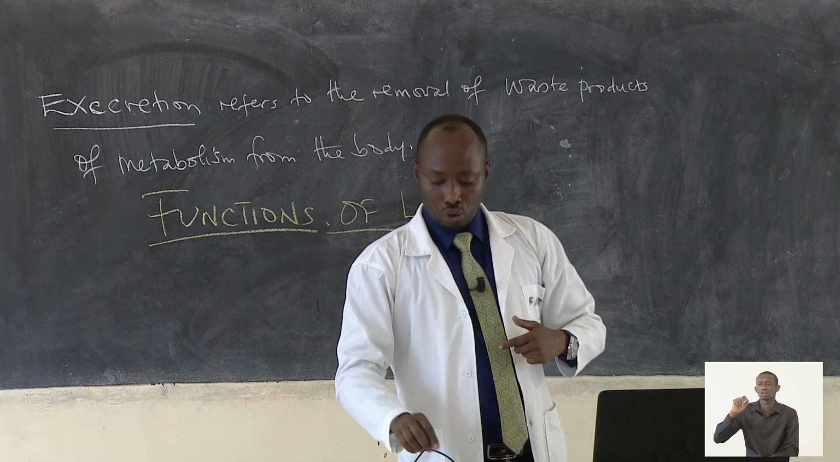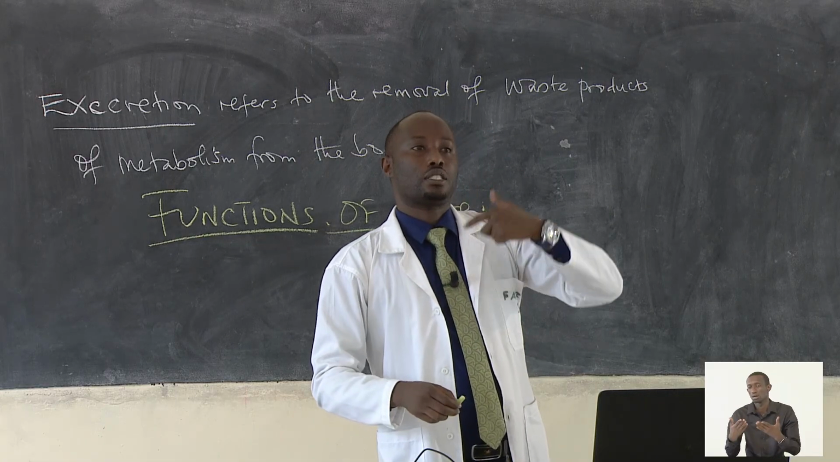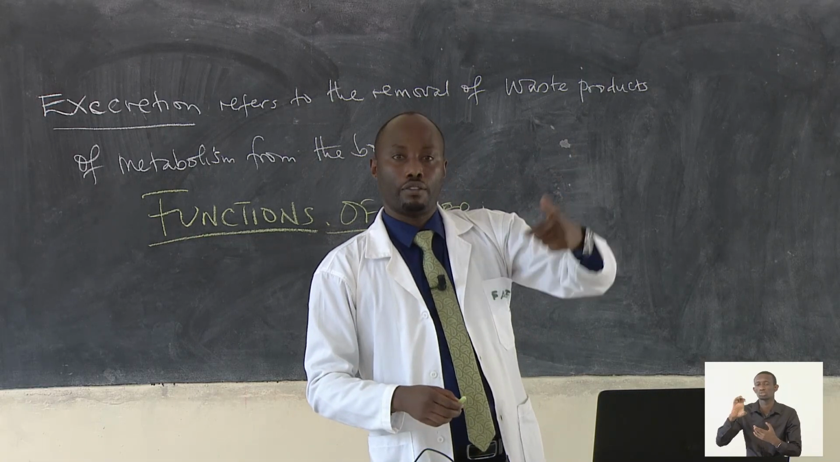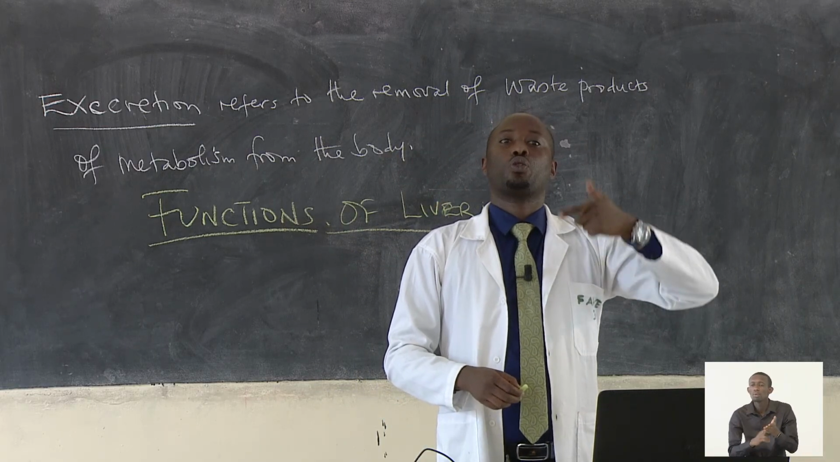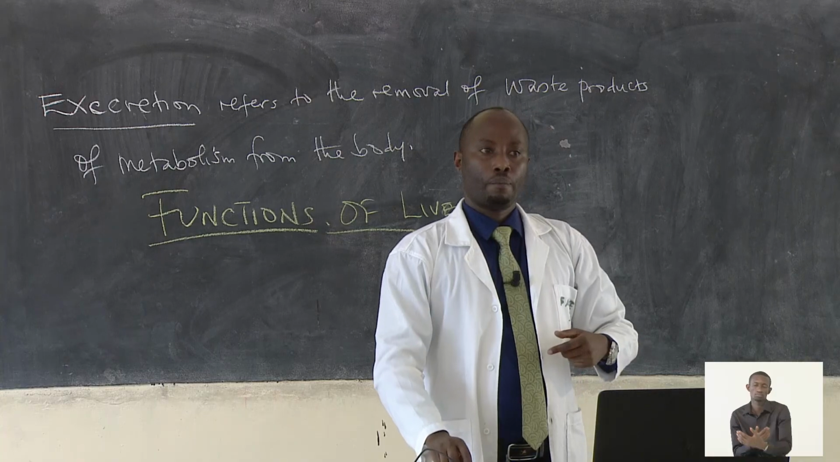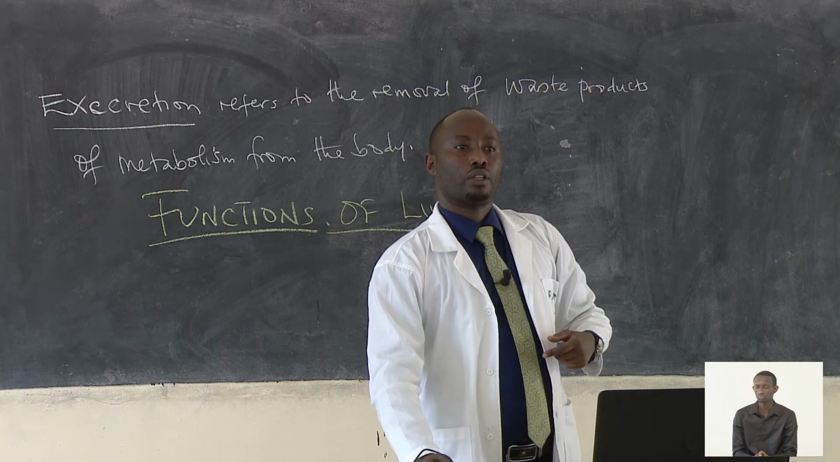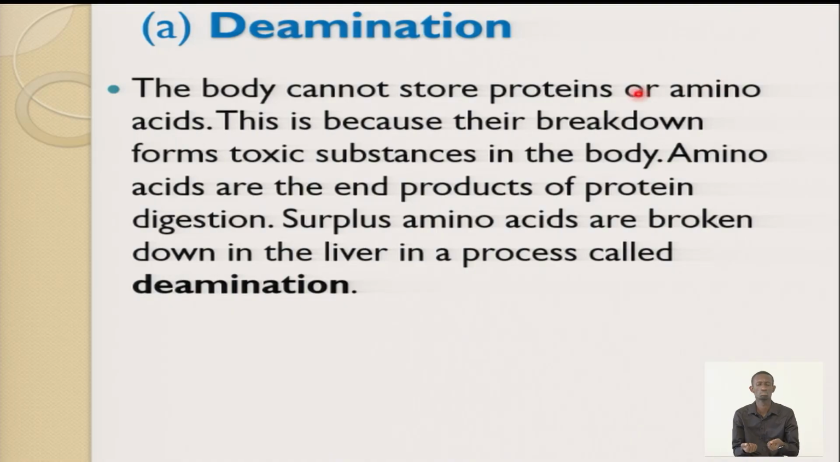And the glycogen is going to be stored in the liver, and will be used for giving us energy, or used as a source of energy. So the body cannot store proteins or amino acids. Specifically, you can say the body cannot store excessive proteins or amino acids.